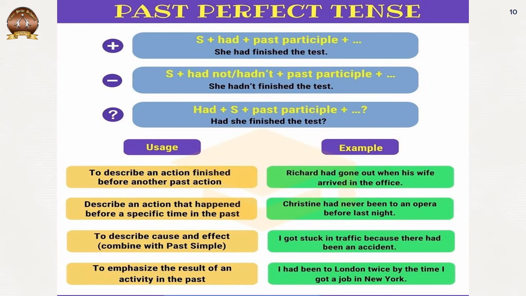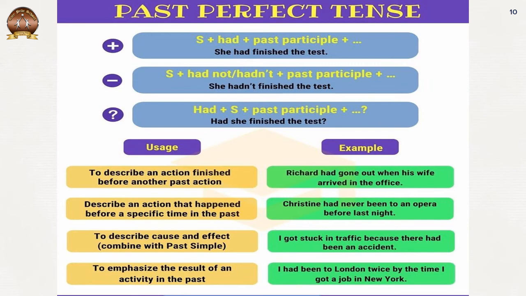And remember the structure: subject plus had plus V3. Then for negative we use not, so it becomes hadn't. And for question, as usual, we put the helping verb at the start, so had comes at the start.